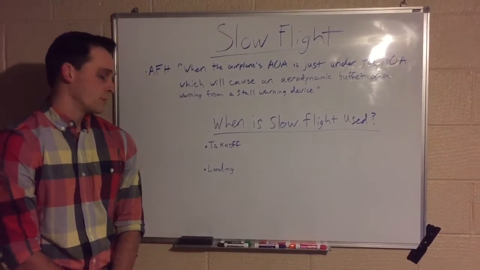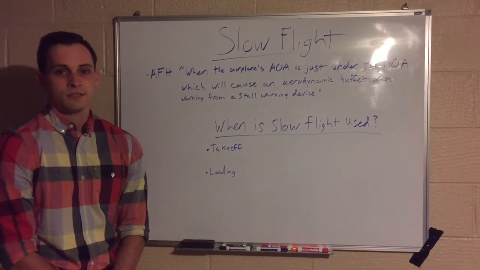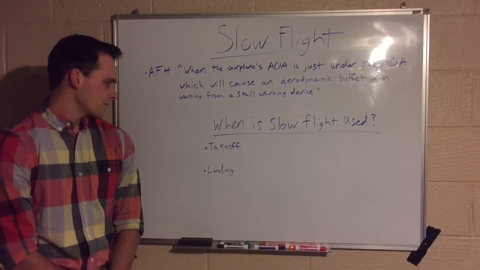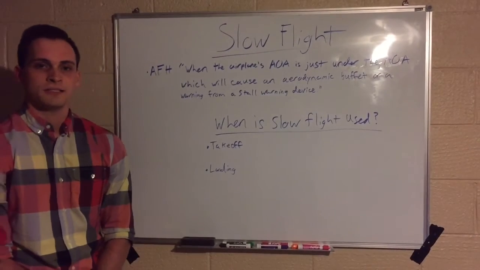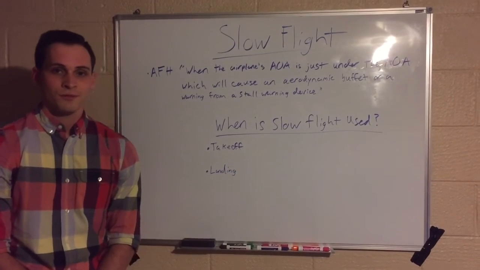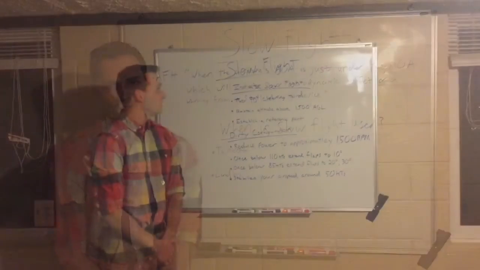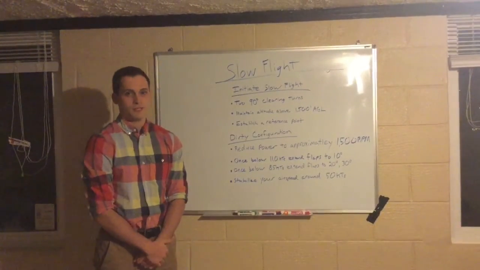base to final, your plane is going to be very slow. You're going to be getting about 65 knots on your final. So when you're making that turn, it's important to maintain proper slow flight so that you don't decrease airspeed below the stall.